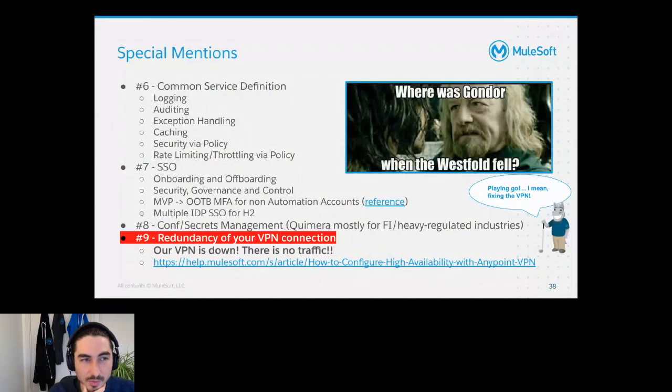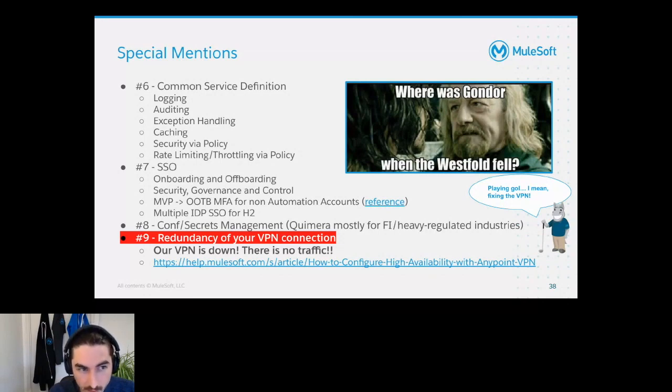So in the special mentions, you can see number 6 is the common service definition. When you think about common services, think about logging, auditing, exception handling, caching, security via policies, and rate limiting. Those are kind of obvious for most scenarios. When you're in an organization, you need to define your common services. This is one of the first steps of your OBD, and it's part of what your C4E team should be doing.